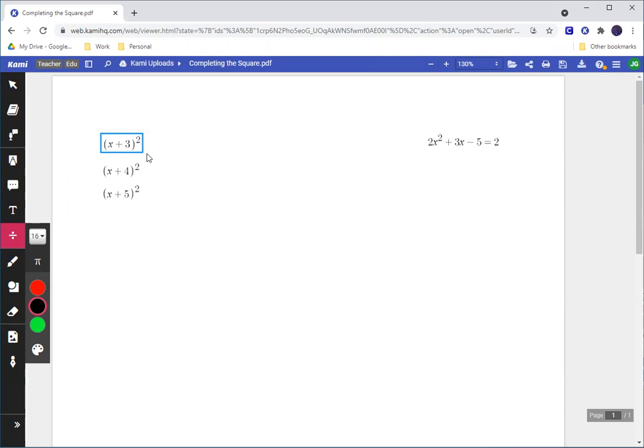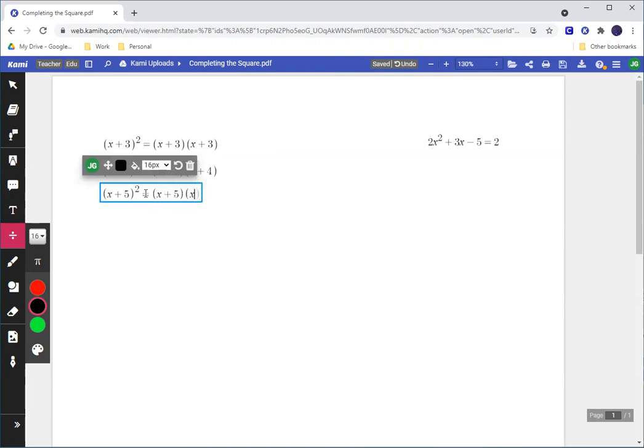So as an example, I have three examples here. I have x plus 3 squared, x plus 4 squared, and x plus 5 squared. And each of these represents a multiplication of two binomials that are identical. So x plus 3 squared represents x plus 3 times x plus 3. x plus 4 squared represents the same, but with 4s. And x plus 5 squared represents x plus 5 times x plus 5.